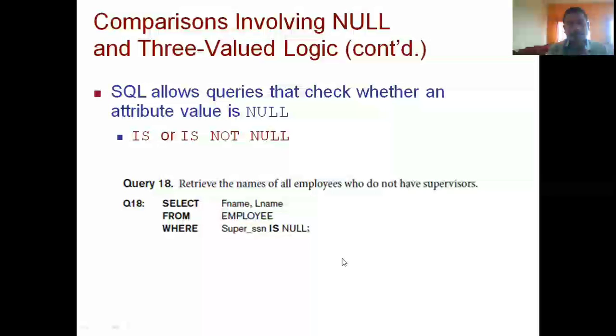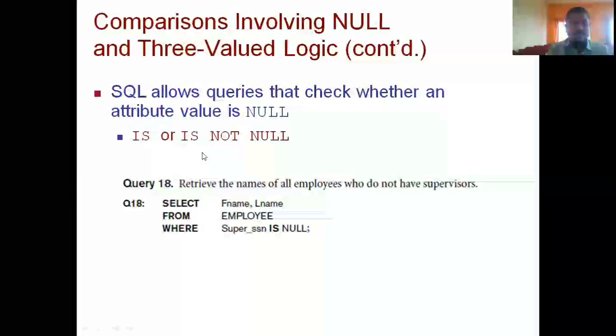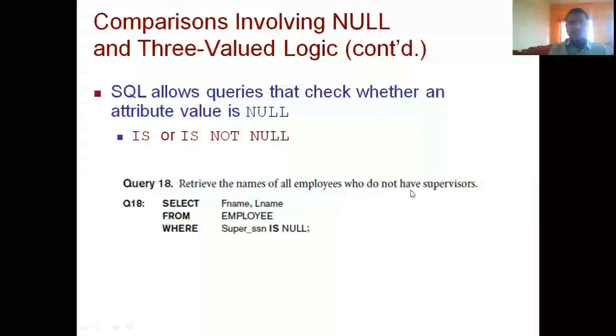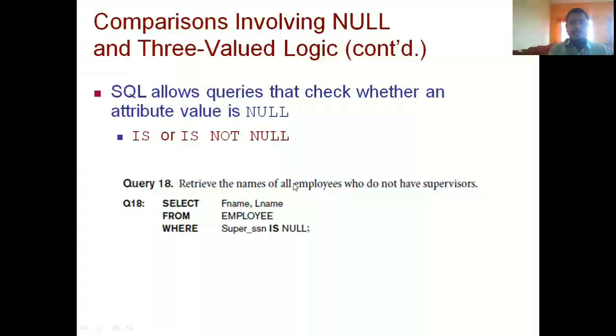So here, first, SQL allows queries to check whether the attribute, whatever we are assigning the attribute values, is null. Is it null or not? We have to check it out. So this is the first condition. See here, we have taken one query: retrieve the names of all employees who do not have supervisors. Retrieve the names of all employees who do not have a supervisor, except supervisors, all names.